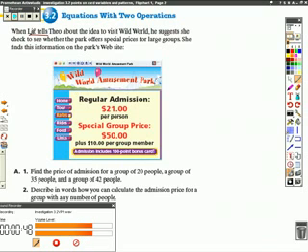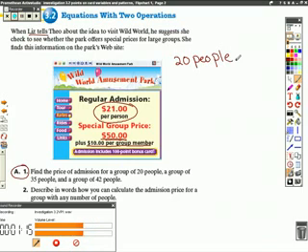All right, so what we have is this. The regular admission is $21 per person. Special group price is $50 plus $10 per group member. Okay, so A1, find the price of admission for a group of 20 people. All right, so we'll start there. So 20 people.